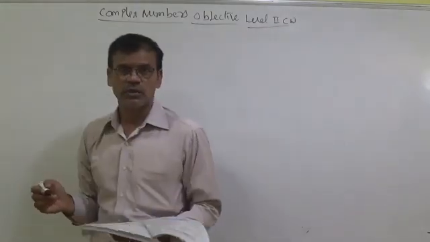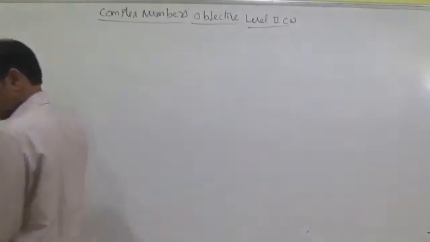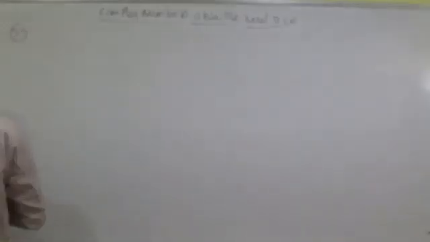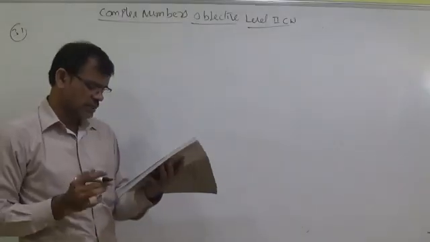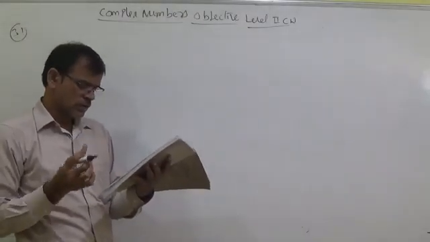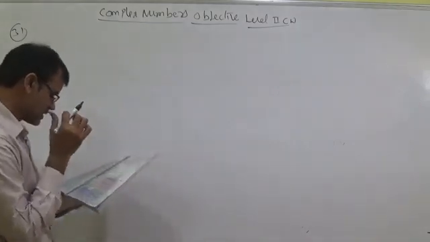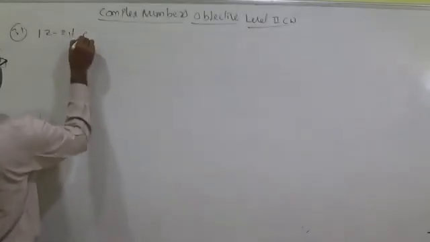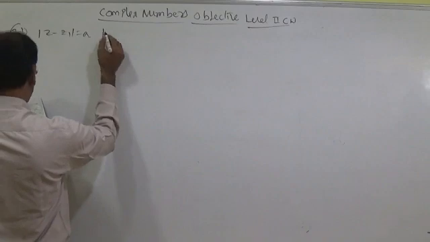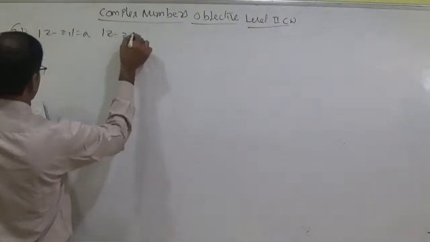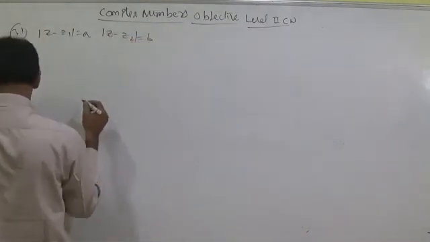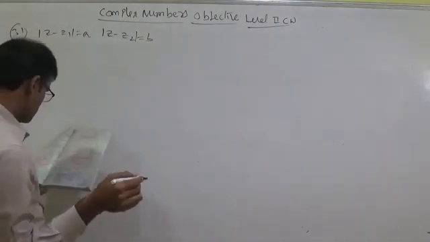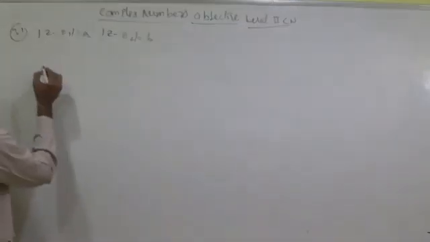Complex numbers objective level 2 class work. 31st question: the locus of the center of a circle which touches the circles modulus of Z minus Z1 is equal to A, and modulus of Z minus Z2 is equal to B. The locus of the center of a circle which touches these circles.